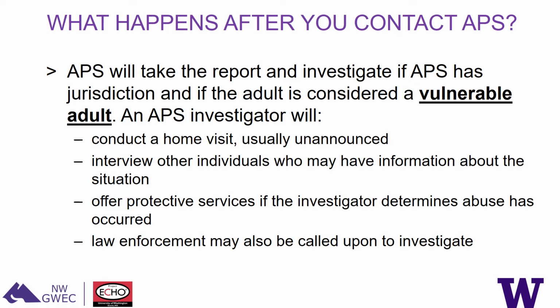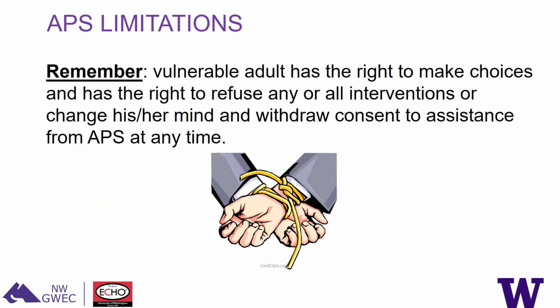If it's a vulnerable older adult, an APS investigator will conduct a home visit, interview other individuals relevant to the situation, and get law enforcement involved if necessary. But it is important to remember that even a vulnerable older adult has the right to make choices, the right to refuse any and all interventions, and can change his or her mind and withdraw consent to assistance from APS at any time. So often APS's hands are tied, which causes a lot of frustration for people who report, but it's important to understand that this is a legal protection for people.